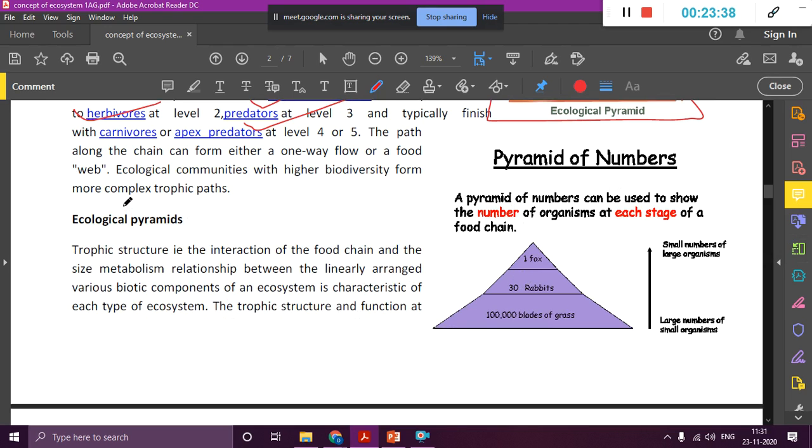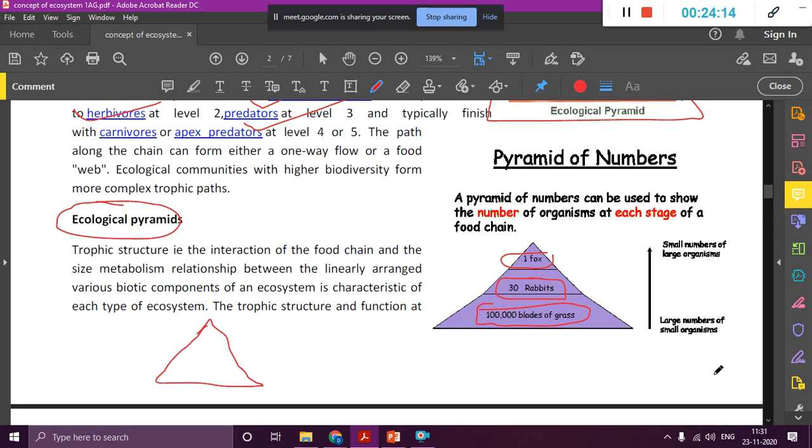So now we go to the next topic, which is the ecological pyramid. Actually, what we do here is we organize animals on the basis of their numbers. For example, you have 100,000 blades of grass, so they are always high in number. 100,000 blades of grass are consumed by 30 rabbits. These 30 rabbits are consumed by one fox.